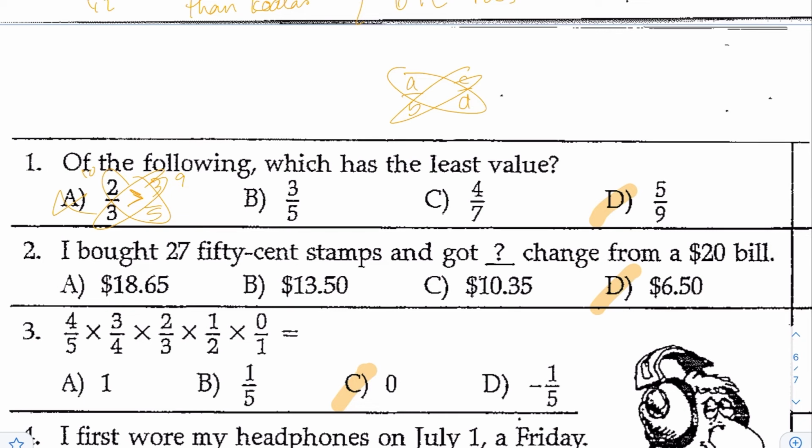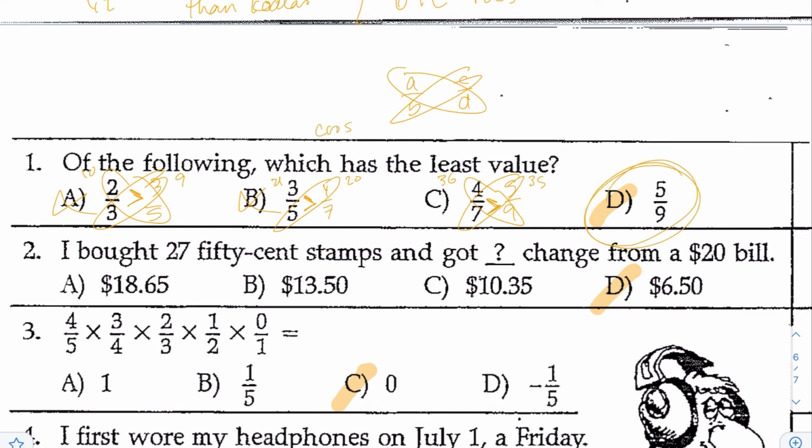You want to compare B with C, which is 4 over 7. Here, 5 times 4 is 20. 3 times 7 is 21. So here we see that 3/5 is greater than 4/7. So B is out. 4/7 is even smaller. You want to compare 4/7 with 5/9. Here, 5 times 7 is 35. 4 times 9 is 36. So here, 4/7 is actually greater than 5/9. So 5/9 is the smallest.